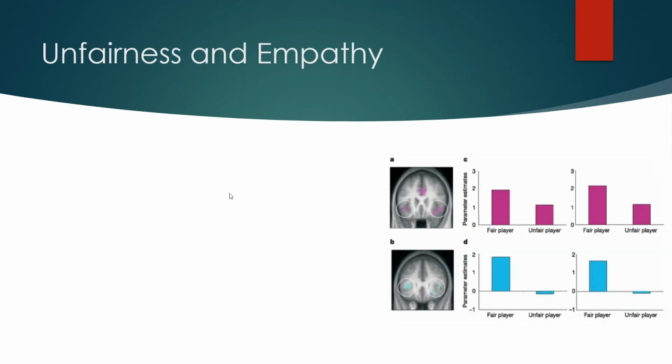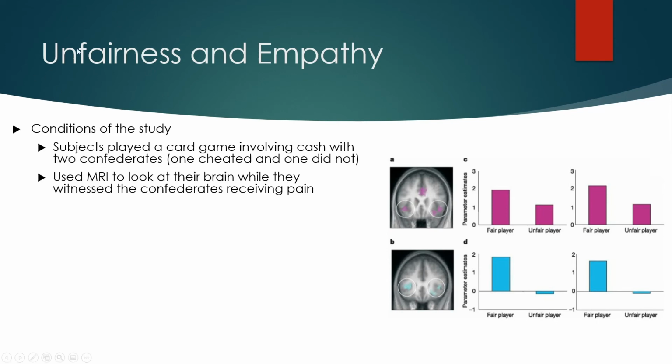This one gets into some really interesting stuff about gender differences. And these next slides get into the unfairness part of this. So they had these subjects play a card game that involved cash, so there was a reward involved, and they were either with a Confederate who cheated or with one who didn't. So they were playing a card game with someone who was in on it.